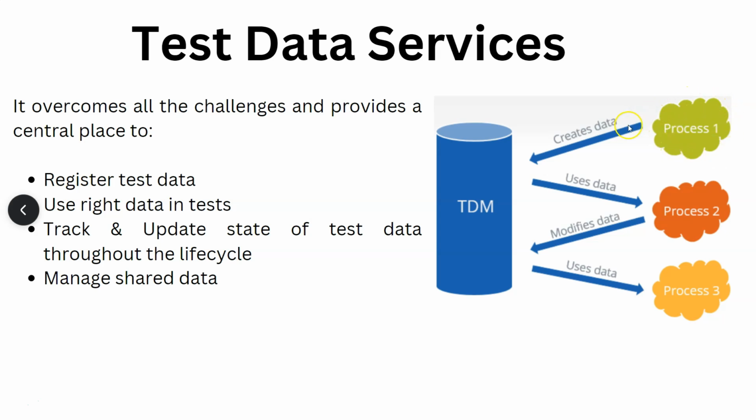So the first process will create some test data, which will be stored or registered in the TDM, and then this test data will be used by a second process, right? Which will modify the test data, and then again it will be stored in TDM, and then it will be used again across process 3, and that continues, right? And test data management takes care of all the other things, like making sure you are using the right test data, you are tracking, and you can update your test data, and you can also share it with different processes.